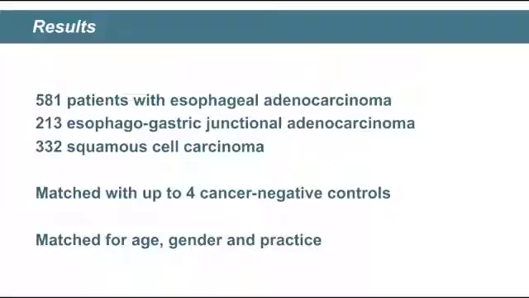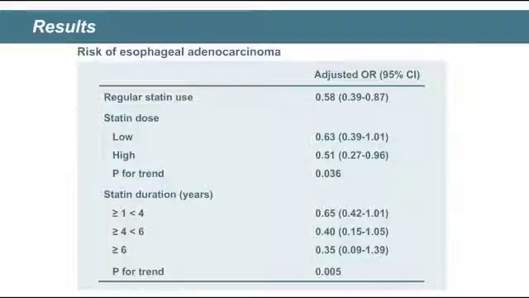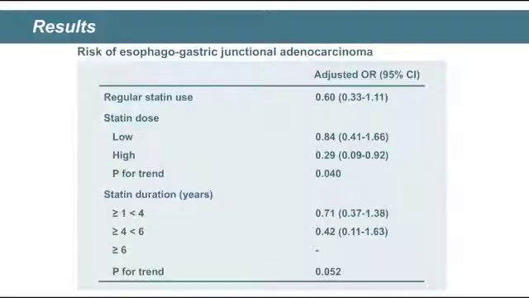Regular statin use was defined as a prescription of any statin for a minimum of 10 months in the year preceding the index date. Regular statin use was significantly inversely associated with risk of esophageal adenocarcinoma, with an odds ratio of 0.58 and with evidence of both a dose and duration response. Regular statin use was inversely associated with esophagogastric junctional adenocarcinomas at high dose use only, equivalent to greater than 40 mg of simvastatin, with an odds ratio of 0.29.